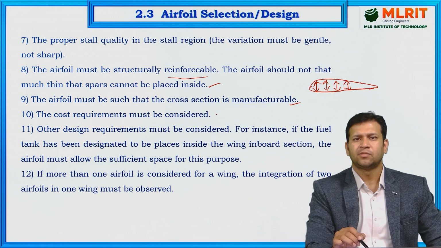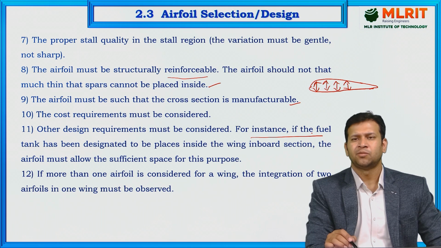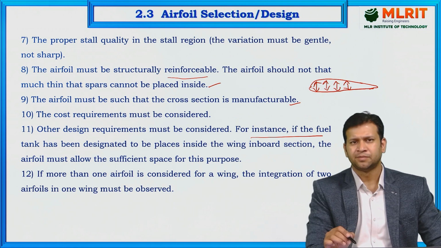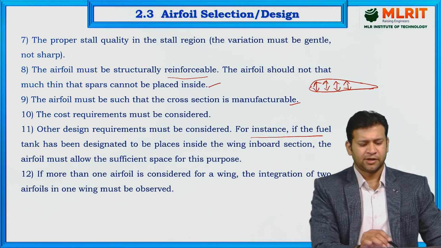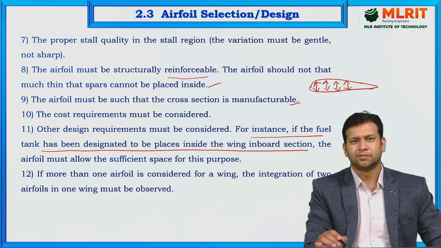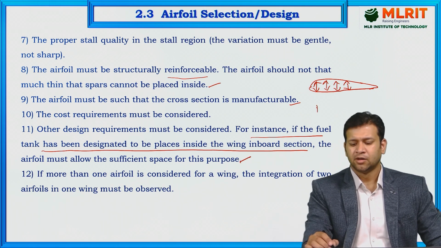The other design requirements, for instance, let's take an example of a jet engine or turbofan engine based unmanned air vehicles, we have to store the fuel. So when we are designing the wing, we have to ensure that the fuel tank can be placed inside the wing in both sections, and the airfoil must allow sufficient space for this purpose. The fuel tank will be in the wing.